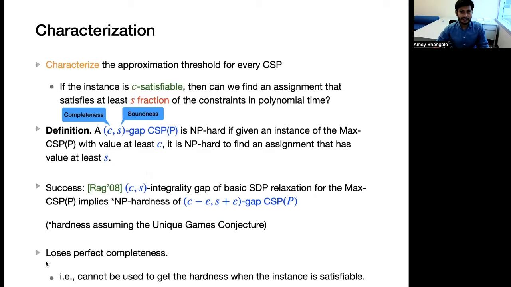Now, one drawback of this result is that it always loses perfect completeness. That is, this cannot be used to show NP hardness of one S-gap CSP problem, as the SDP value is at most 1, and we always lose epsilon in the completeness parameter.